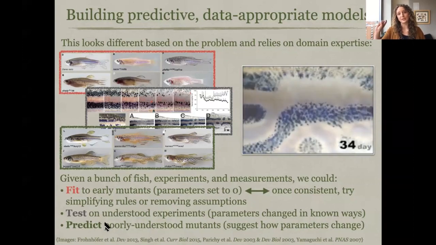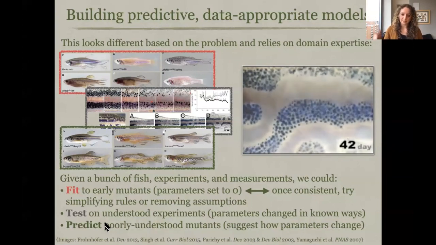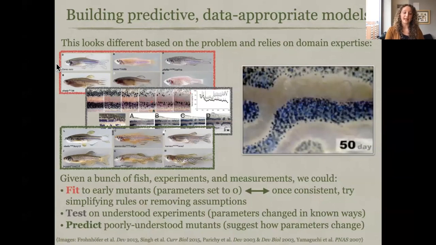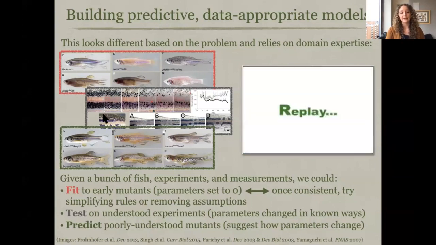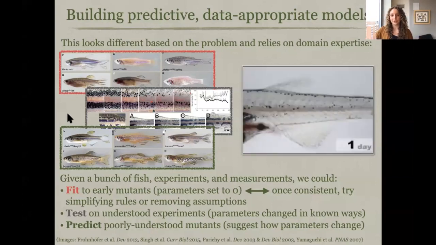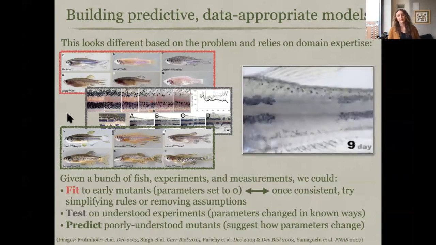And your goal is to use the model to say, this is how these parameters change to create these fish. So this is an example where it makes sense to have a set of data for fitting, testing, and prediction. In the last example I showed you, it was really a set of data for fitting and then a set of data for testing.